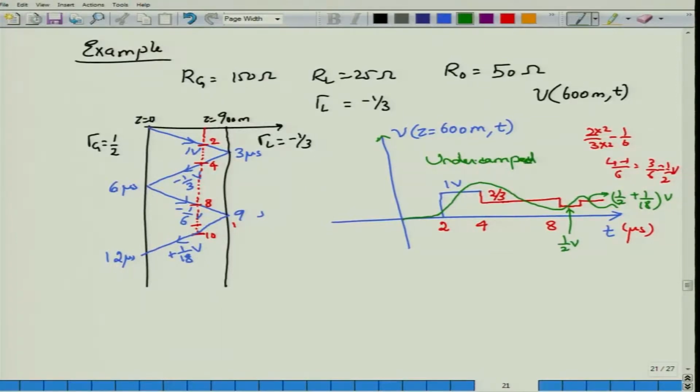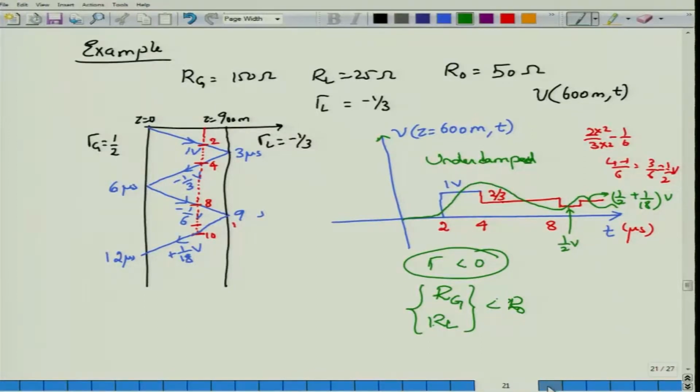So why is this an under-damped system? Because at least one of the gammas has become less than 0. So sign of gamma less than 0 indicates that one of the resistances, it could be either Rg or RL, has become less than R0, and this is the only condition that you should have. You should not have both having less than 0.